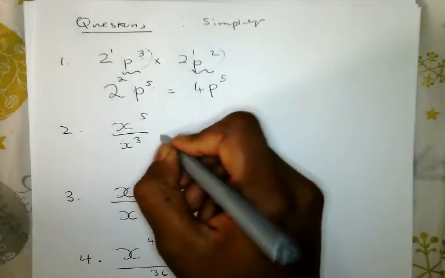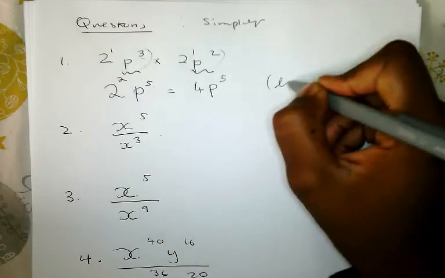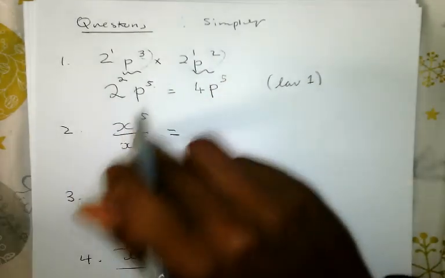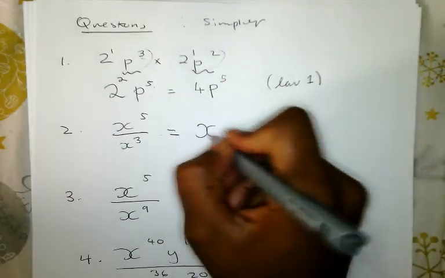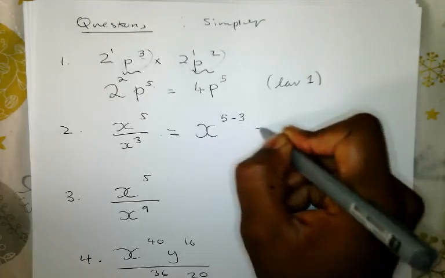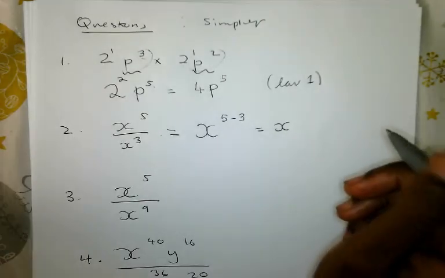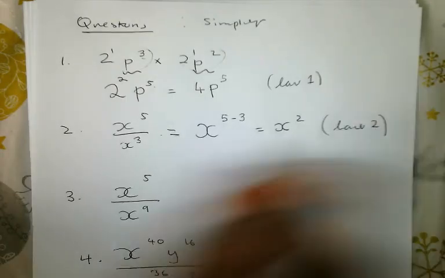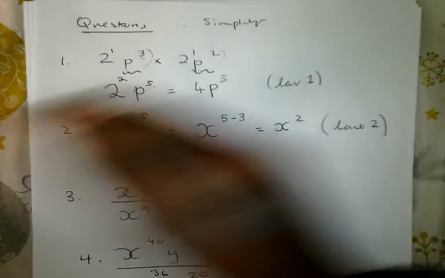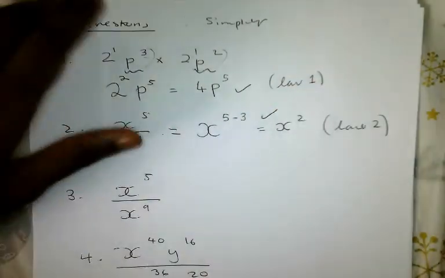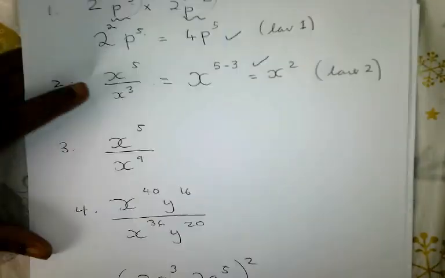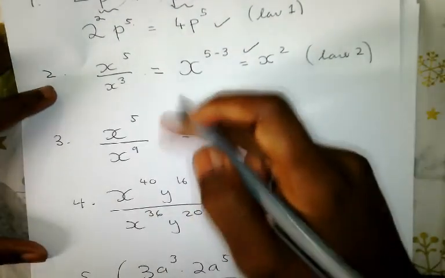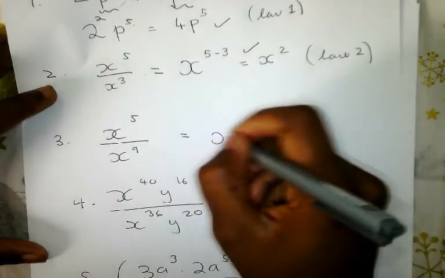Here I applied law 1. Here I'm going to apply law number 2. Law number 2 says if we are dividing, we are going to subtract the exponents. So what will be the answer here? x squared. This is law number 2 of exponents. Nice. This is fairly easy, straightforward, nothing difficult there. Let's look at this question. When dividing powers of the same base, we subtract. I'm going to do that again.